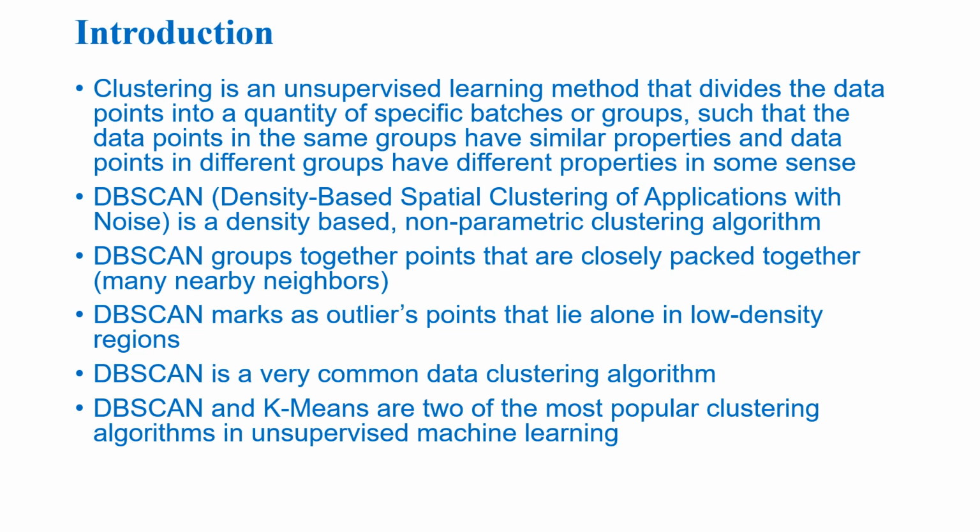DBSCAN, which again is density-based spatial clustering of applications with noise, is a density-based, non-parametric clustering algorithm. DBSCAN groups together points that are closely packed together with many nearby neighbors. DBSCAN marks as outliers points that lie alone in low-density regions. DBSCAN is a very common clustering algorithm, like k-means, and both of them are two of the most popular clustering algorithms in unsupervised machine learning.